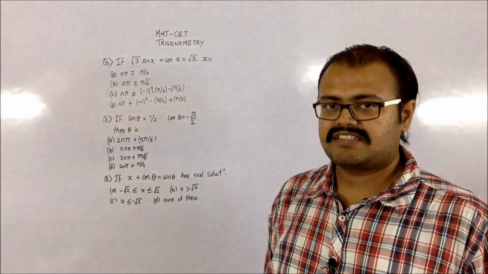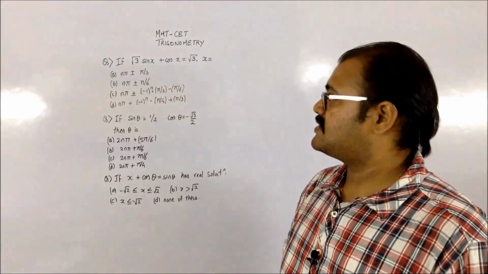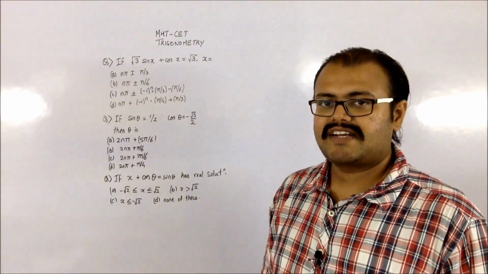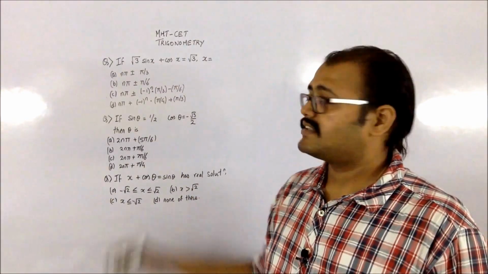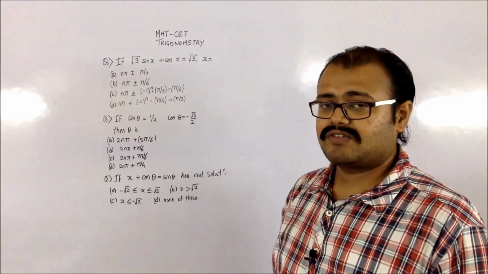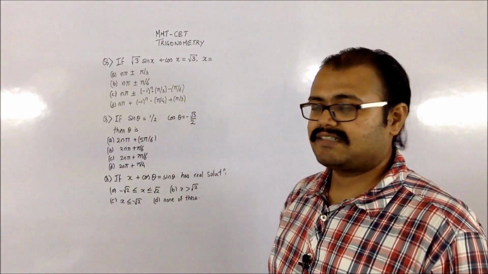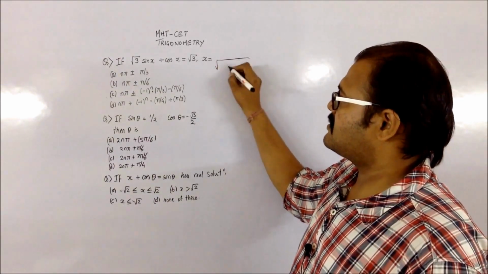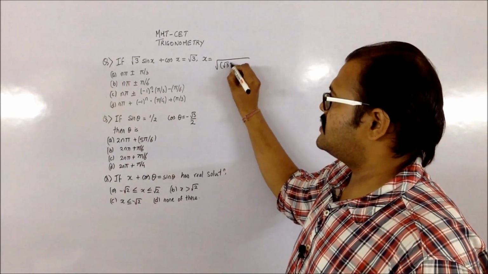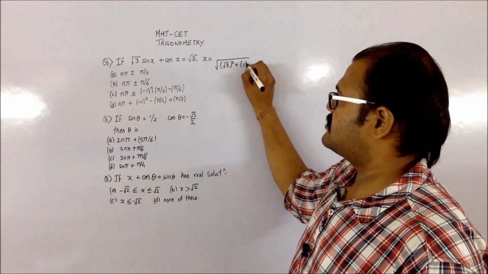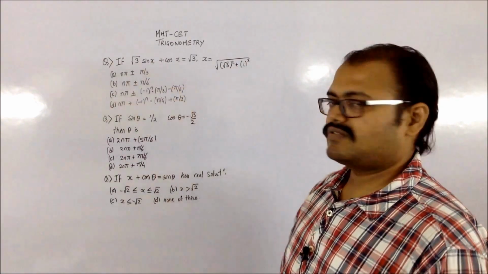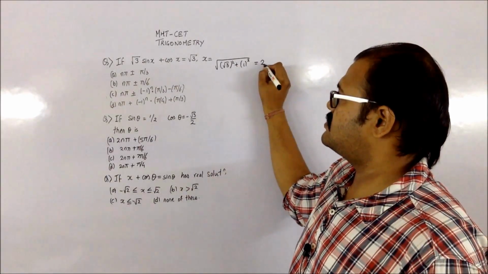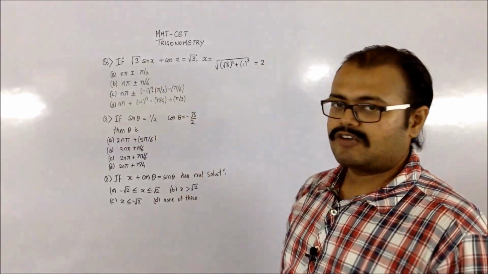Let's see this question. We have this particular equation which is given to me. Whenever you are having such a form of equation, what you try to do is divide it by the root of the sum of the squares of the coefficients of your sine and cos. So you will be taking the root of the coefficients squared and adding them. Your coefficient for sine is root 3 and your coefficient of cos is 1. So this will give you 2, and you will be dividing throughout by 2.